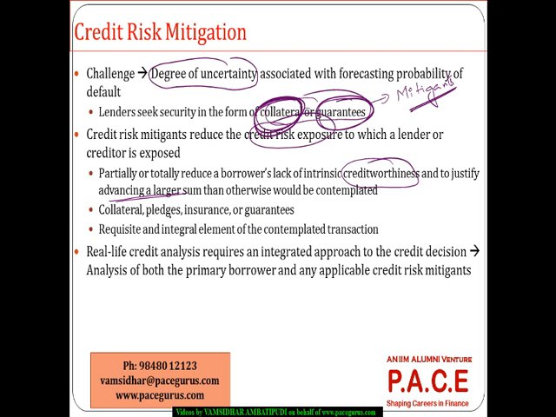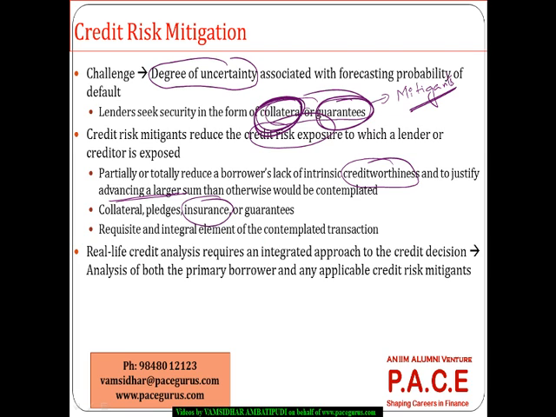So in some cases, we talk about even an insurance policy acting as a collateral. And nowadays, this collateral is becoming a requisite and an integral element of every credit transaction. To a large extent, in a large number of credit transactions today, we see collaterals or insurance or guarantees, pledges, something acting as a credit risk mitigant.